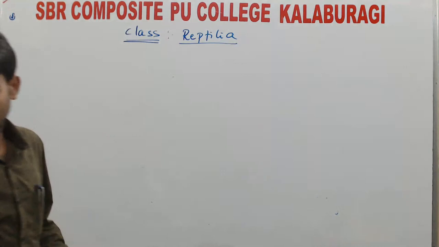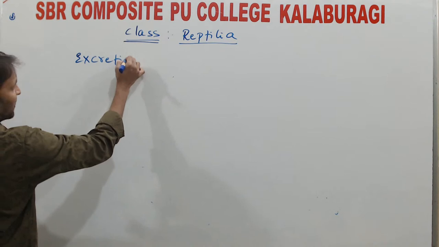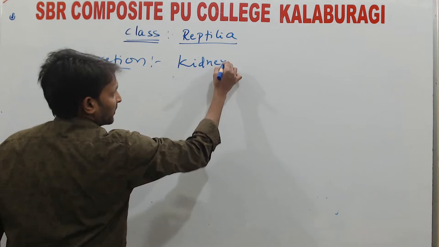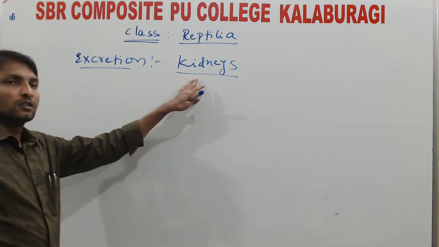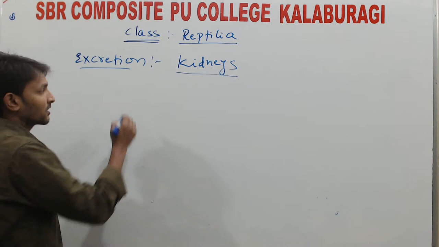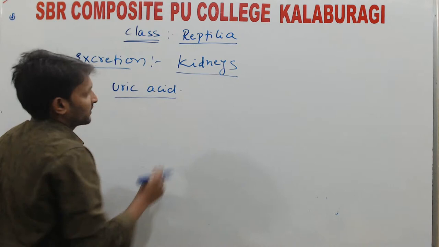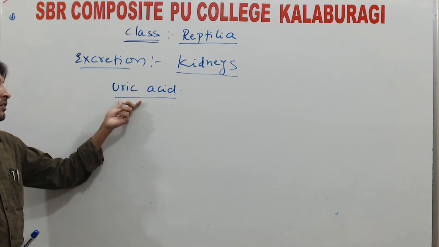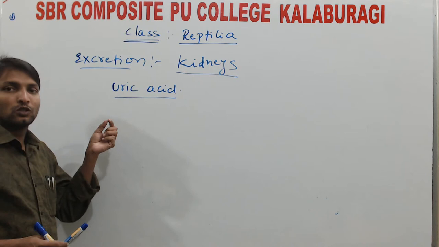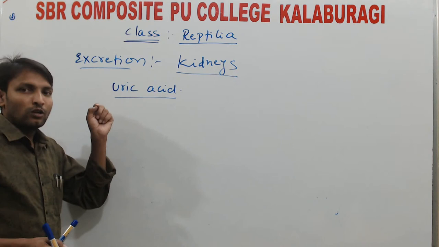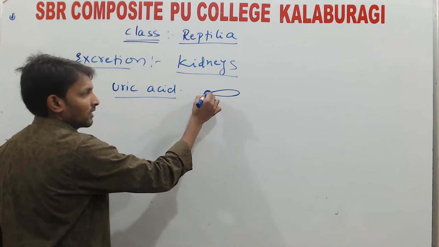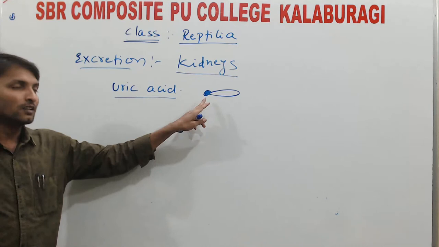In class Reptilia, the excretory organs are kidneys as usual, no need to mention every time. The majority of organisms excrete uric acid, which is a white, pasty substance. You can observe these uric acid pellets whenever lizards are at your home. If you observe the excretory material of a lizard, at the end of it there will be a white colored substance, the excretory pellets of the lizards. That white colored substance is nothing but uric acid only. Okay.